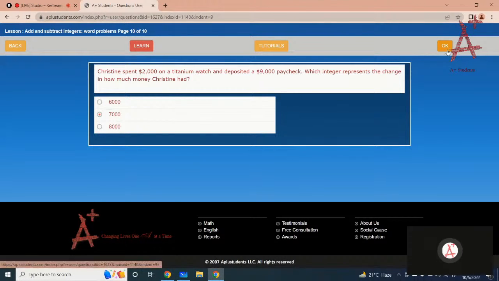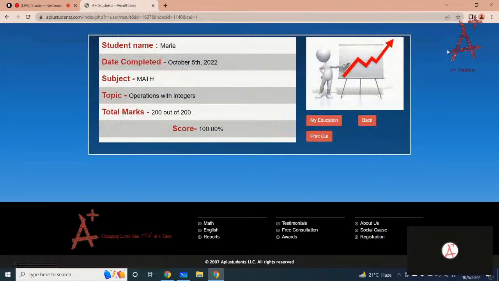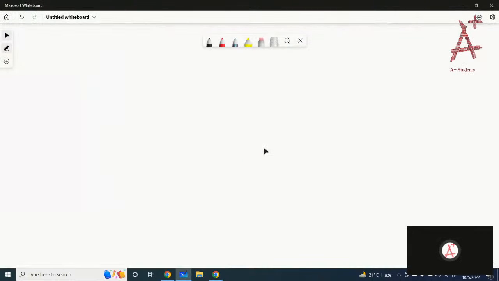So we are done with the topic. Just click on the back button so that we can begin the next topic. The next topic is integer multiplication and division rules. Oh, let me explain first.